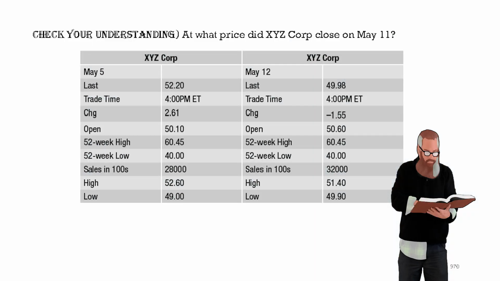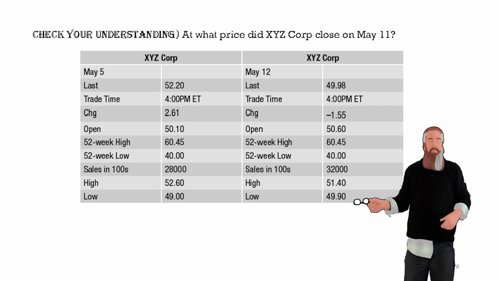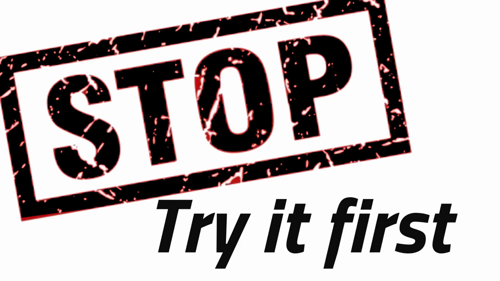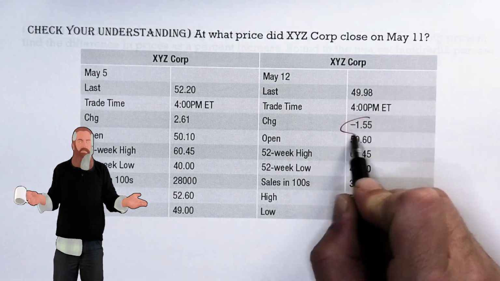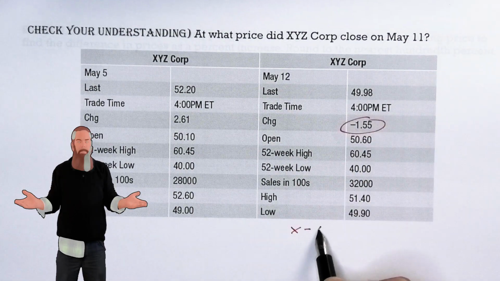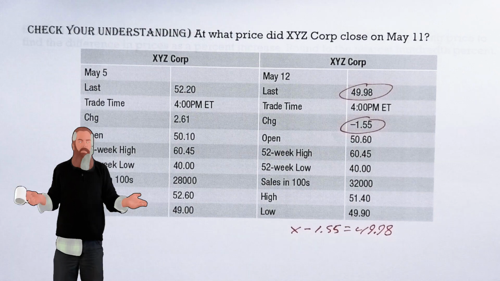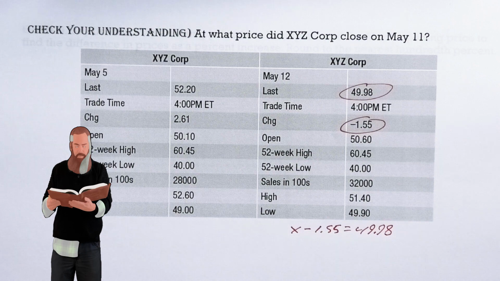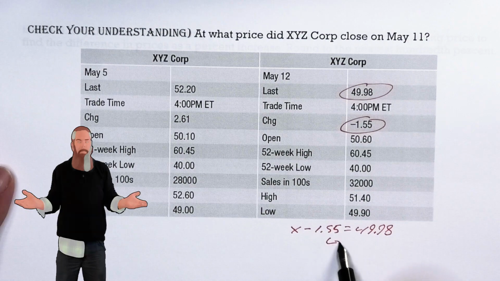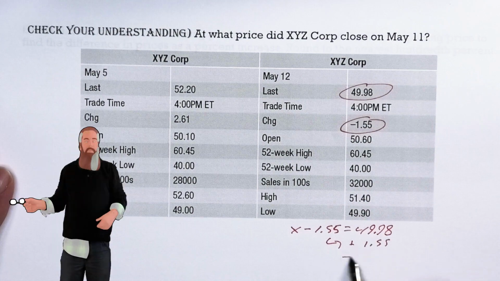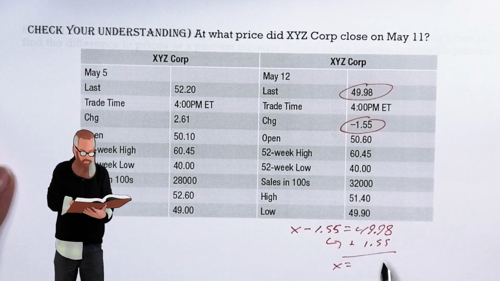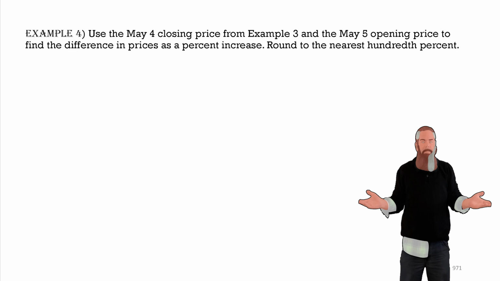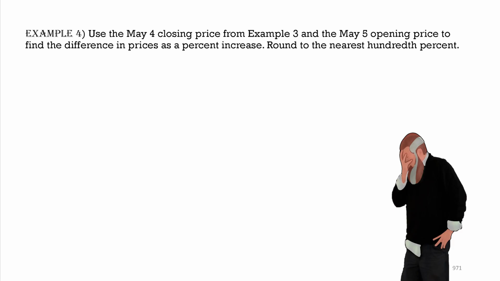Let's check our understanding by seeing what price XYZ Corp closed at on May 11th. We understand that it lost $1.55 from some unknown value. This means that it closed $1.55 lower than some unknown value, but we do know that it ended at $49.98. This means if we add $1.55 to both sides, then that closing price on May 11th would be $51.53.